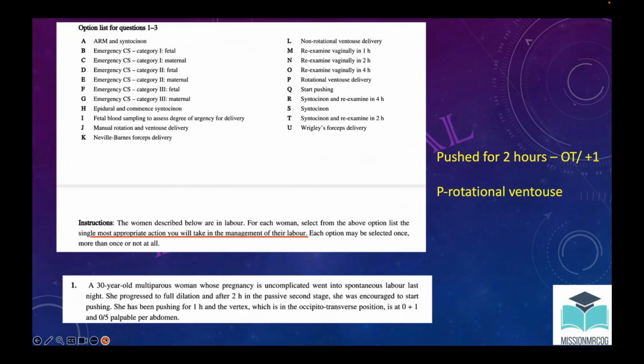So she has pushed for 2 hours, occipito-transverse position, and +1 station. Head is already in the pelvis, so rotational ventouse.